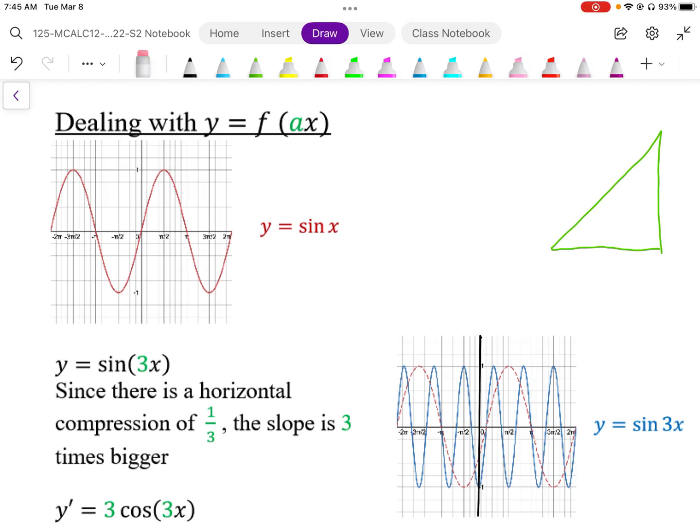y equals f of ax. So this a here represents a horizontal compression along the x-axis. So we want to see what does that do to the derivative and the slope function.